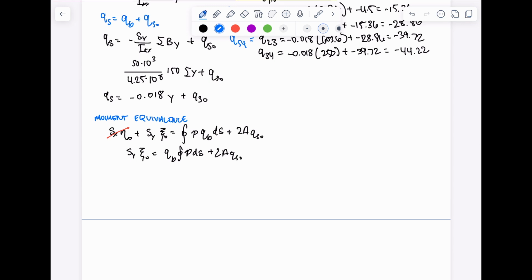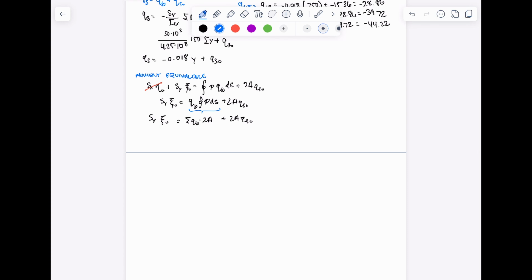And we also know that QB, this formula, is equal to the sum of QB times just 2 times the area. And again, simplify it, plus 2 times the area of QS naught. That is the final equation that we will be using to find the correction shear flow.